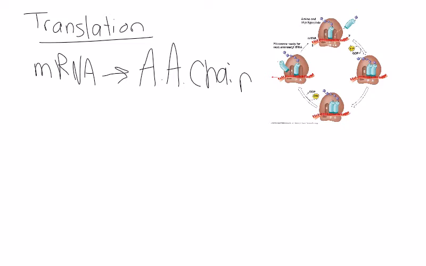So not only do we have to make the protein in the correct amino acid sequence, which is what happens in translation, since translation is the process of making the amino acid sequence, but then that amino acid sequence has to fold to make it a functional protein. So at the end of this process, we don't technically have a functional protein. It has to fold in order to make it functional.